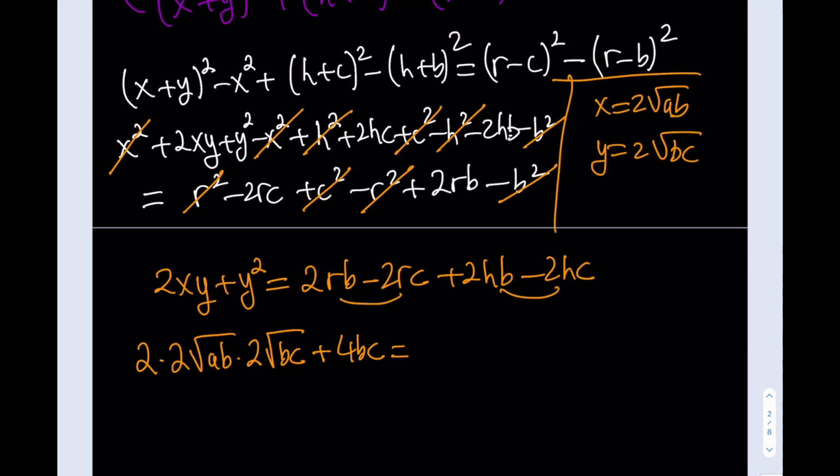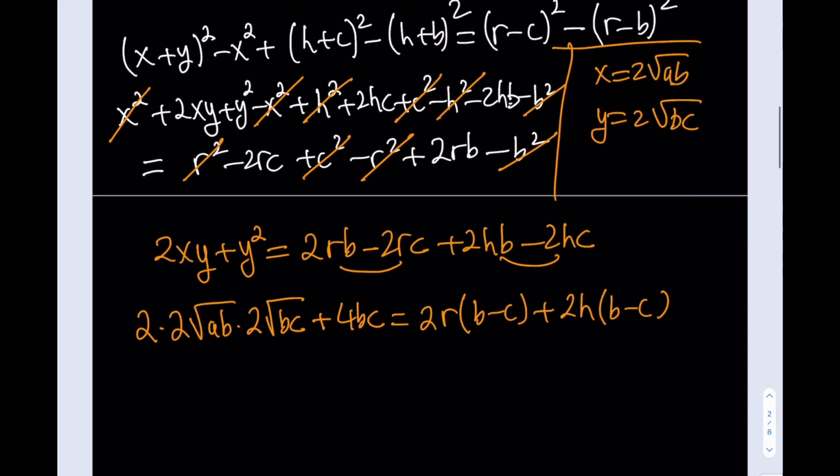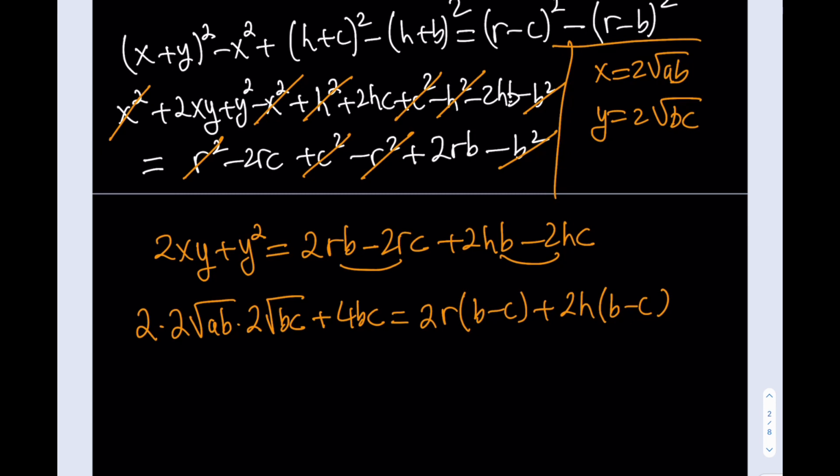And I noticed that these expressions are factorable. I can take out a 2R, that should give me B minus C, plus 2H, that should give me B minus C. Beautiful. Now this is factorable by grouping, but let's go ahead and simplify the left-hand side first. This is going to give me 8. And then notice that the square root of B is multiplied by itself. That should make B. And then everything else, A and C, are under the radical. And it should look like this.